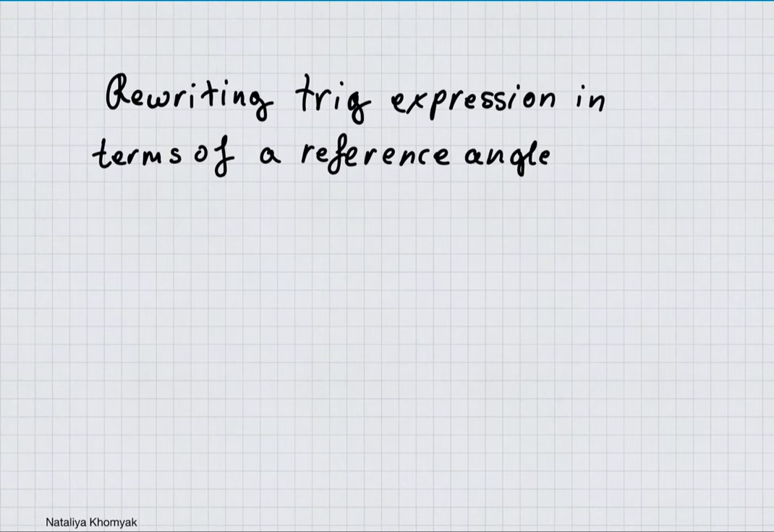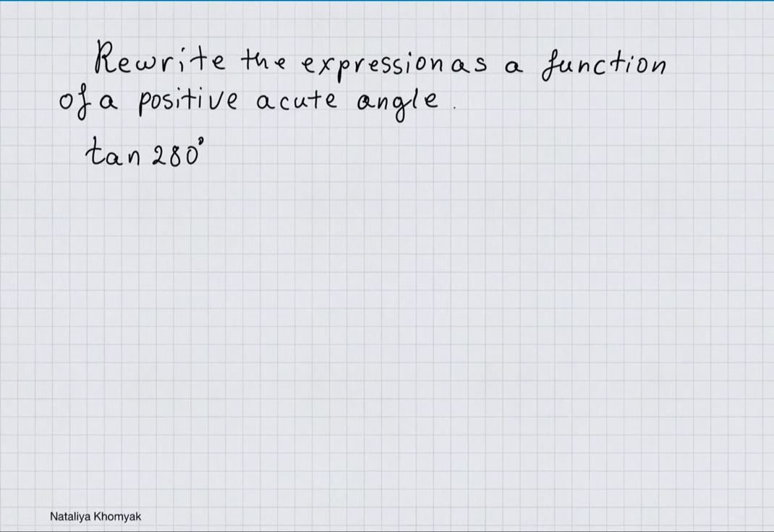Hi all, here we're going to use reference angles to rewrite a trig expression. Here we have to rewrite the expression as a function of a positive acute angle, and acute means less than 90 degrees. The easiest way is to actually plot the angle. We have tangent of 280 degrees.